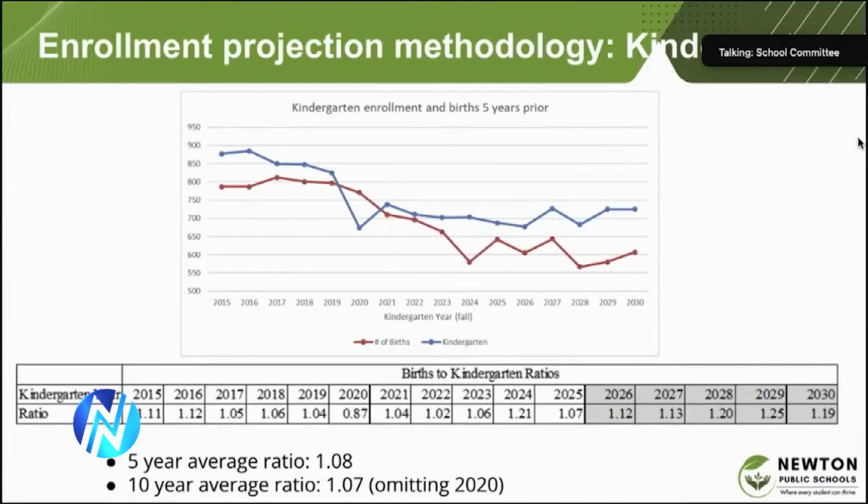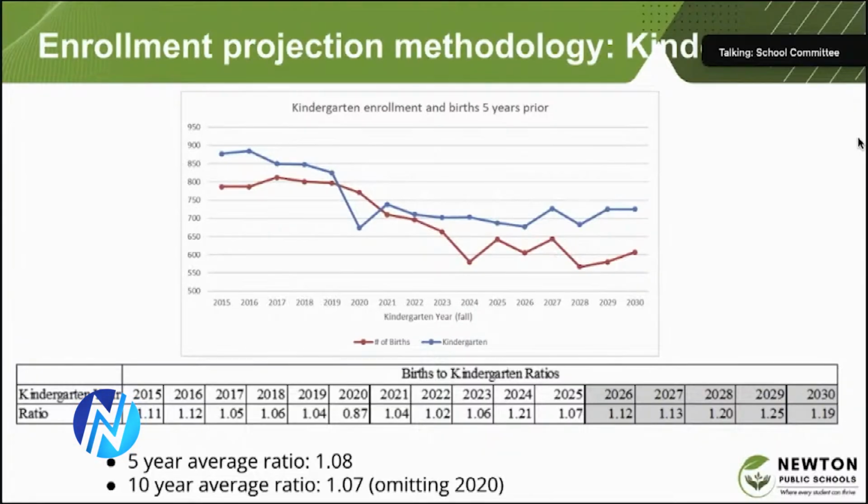The cells that are in gray on the right-hand side are the projections for the next 5 years. So you can see here that the ratios are still higher than what we've seen over the past 5 to 10 years. So we've got ratios ranging from 1.12 to 1.25, meaning that we're projecting more kindergarten students than we have seen in recent years based on the number of births. So it doesn't mean more total, but it's a higher increase of students compared to the number of children who were born to Newton residents 5 years prior.